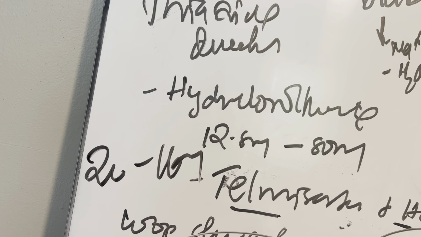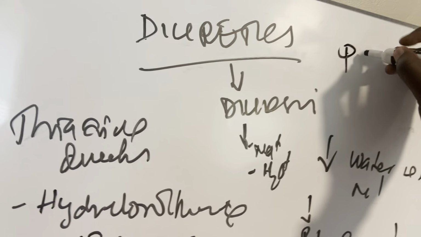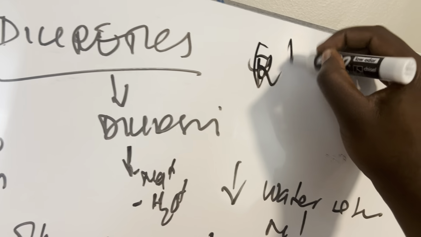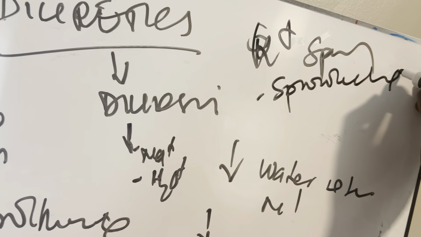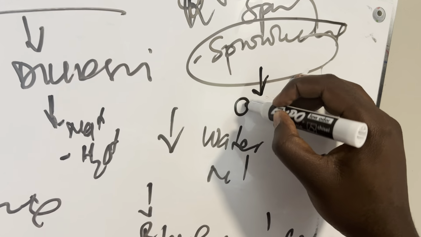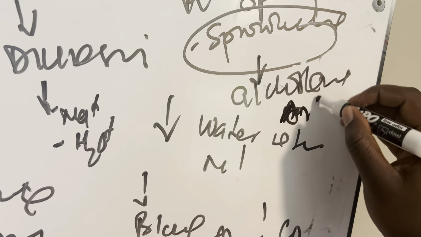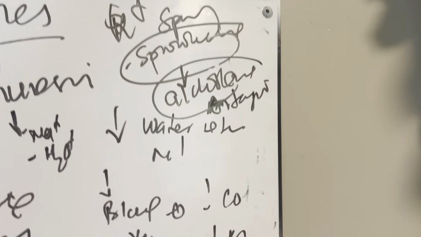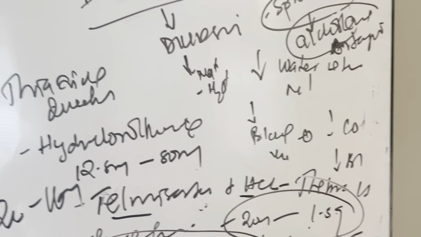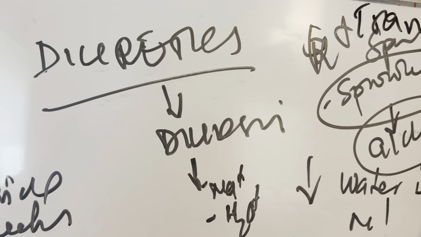We also have what we call potassium sparing diuretics, such as spironolactone. Other literature groups this as an aldosterone antagonist. It inhibits aldosterone, causing a reduction in water retention and sodium retention. Also we have triamterene.